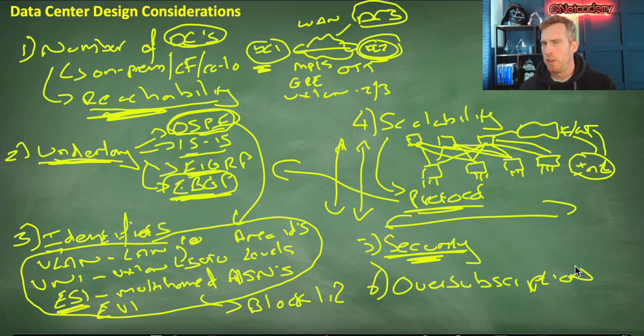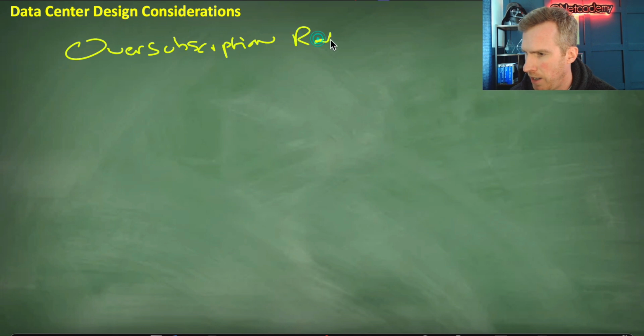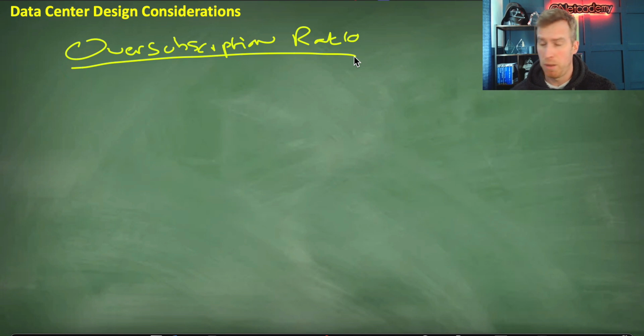And what I'm actually going to do is I'm just going to clear the board because I need to draw something. And so let me just draw again the oversubscription ratio. Now this, alongside the security, the type of underlay routing protocol, number of data centers, reachability, identifiers, etc. This is equally an important topic, an important area to consider when it comes to a data center design.